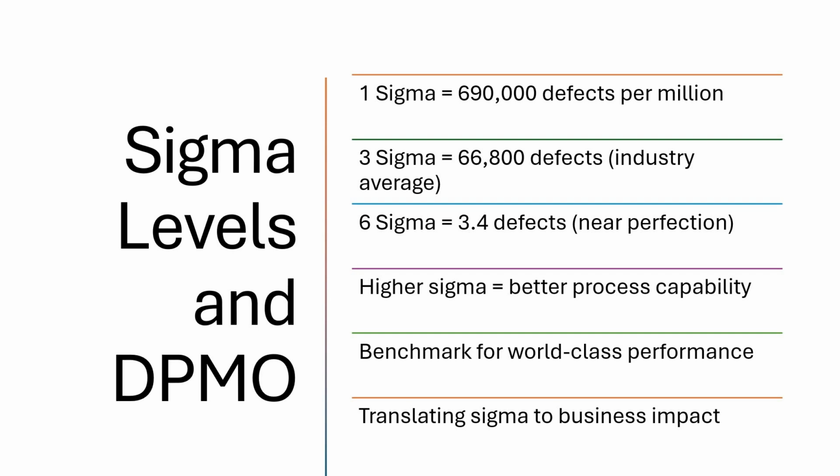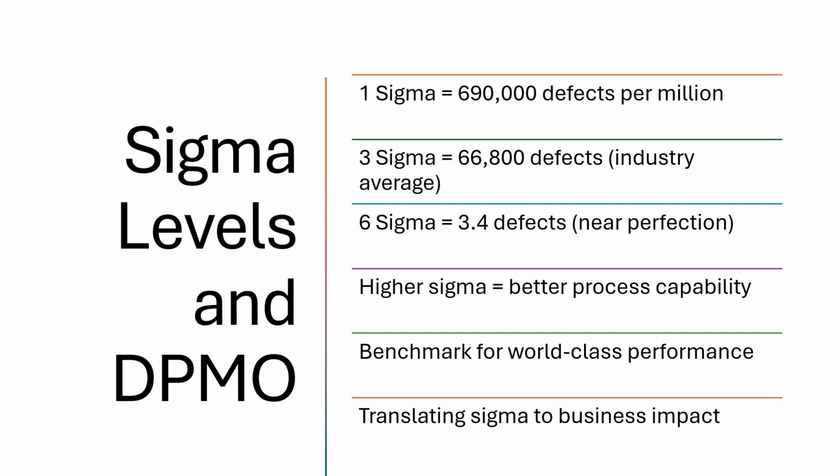Then comes the higher sigma. Better process capability is connected to it. The process capability, which is Cp and Cpk, measures how well a process can produce output within defined specification limits. The higher the sigma level, the more consistent and reliable the process is. Less variation leads to better capability. Better capability leads to fewer defects. Fewer defects lead to improved customer satisfaction. That's what we need.